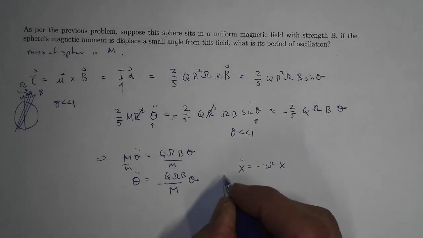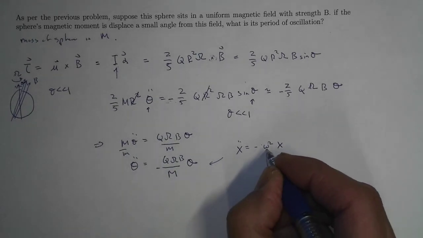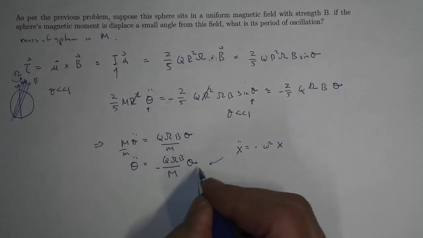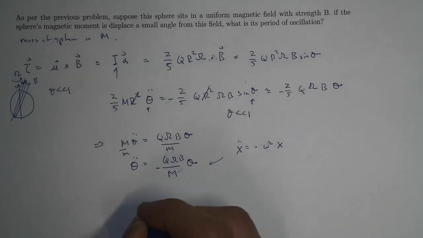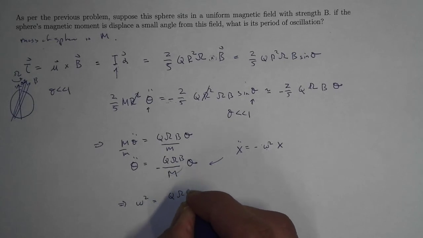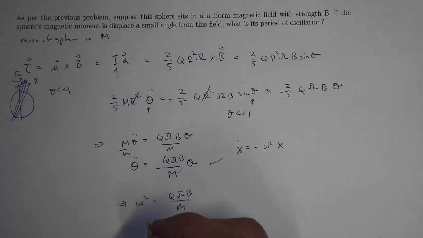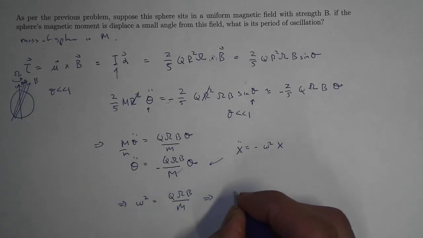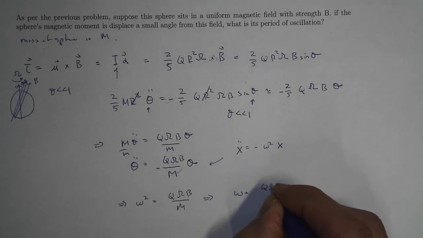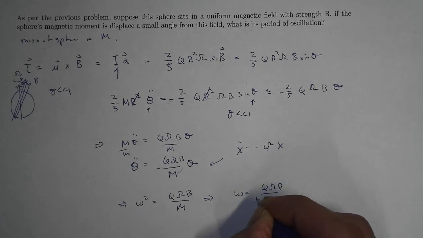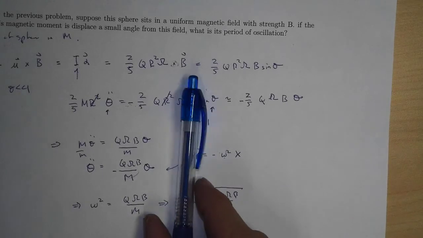So if you have this, you can plug it in and identify x as theta, and omega squared as this. That means that omega squared is equal to q omega B over m, which implies that omega is equal to the square root of q omega B over m. Okay, hope that was helpful.